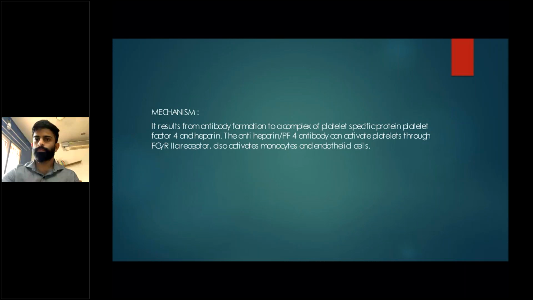What is the mechanism? It results from antibody formation to a complex of platelet-specific protein, platelet factor 4, and heparin. So the anti-heparin or platelet factor 4 antibody can activate platelets through the Fc gamma RIIA receptor, and also activates monocytes and endothelial cells. When these are activated, there can be an increased chance of thrombosis. That's the mechanism. Just need to know that there's an anti-heparin platelet factor 4 antibody.